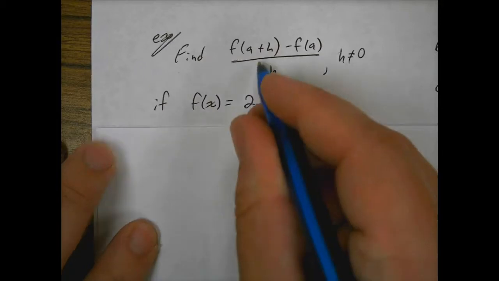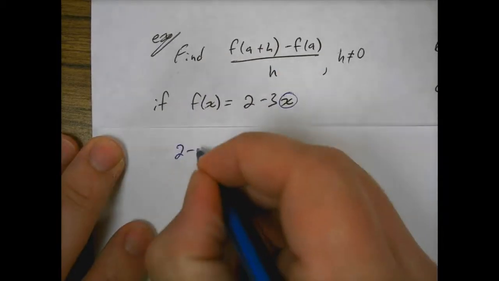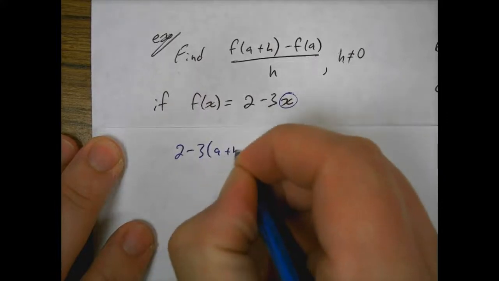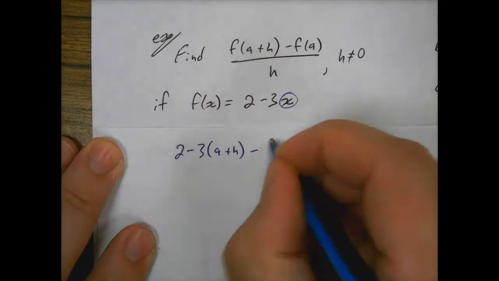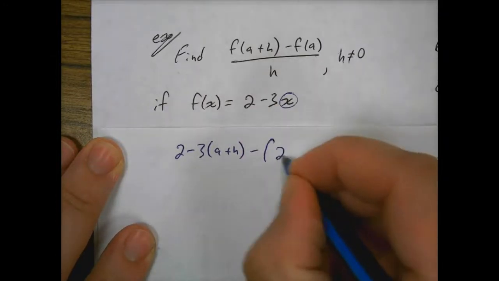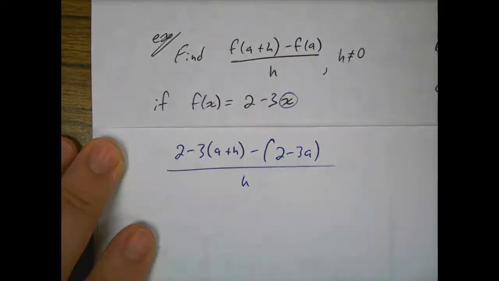So f of a plus h, I'll plug in a plus h where I see x. So now I have 2 minus 3 times a plus h. Now minus f of a, so minus when I plug in a for x, 2 minus 3 times a, all of that divided by h.